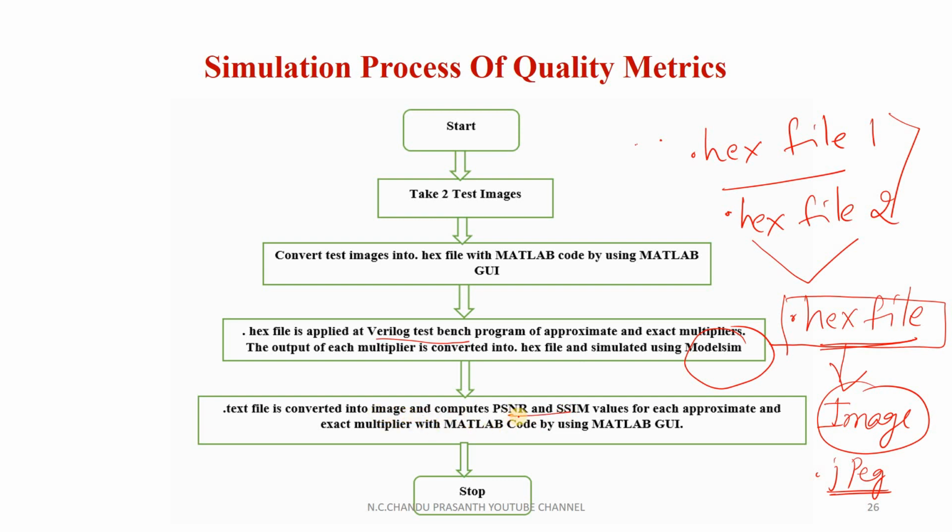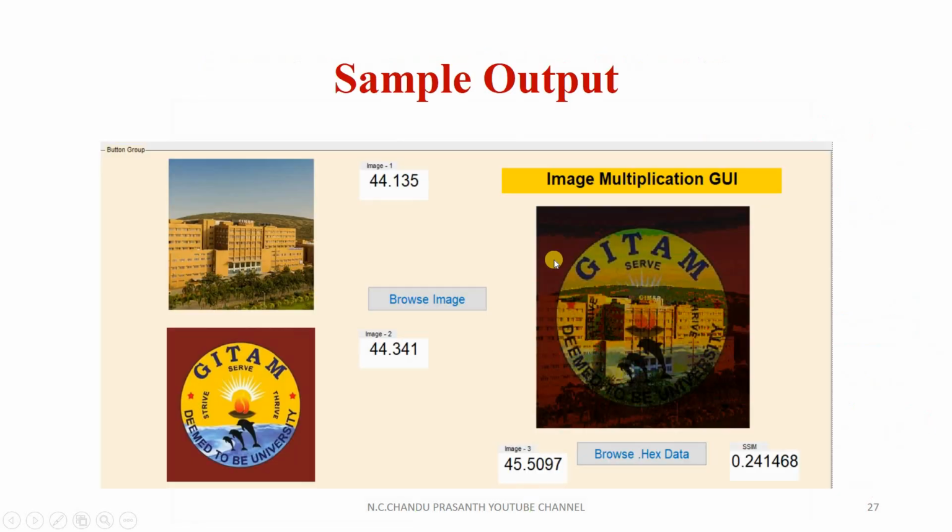The .x file is converted into an image, and we compute PSNR and SSIM values for each approximate and exact multiplier with a MATLAB code. So the simulation process gets solved. This is the process we are using to get these quality metric values.